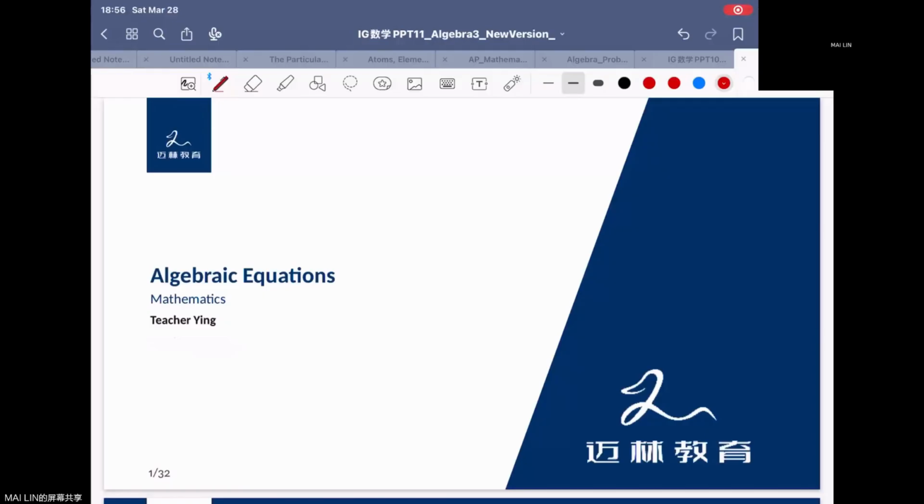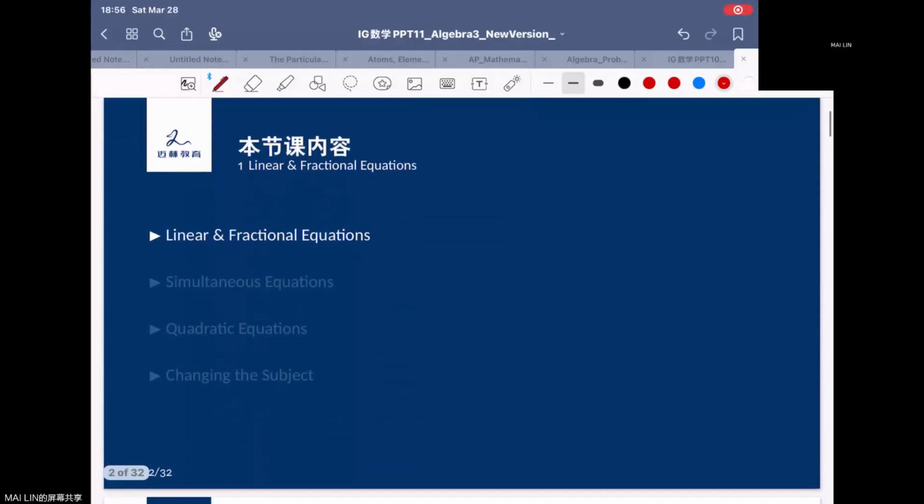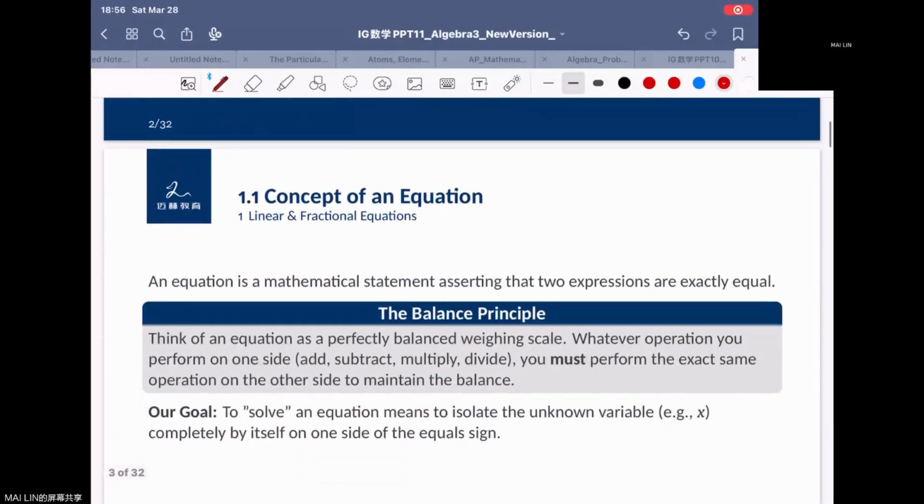Today in our lesson we are talking about algebraic equations. In the first part, we are talking about linear and fractional equations. So let's move into the first part.